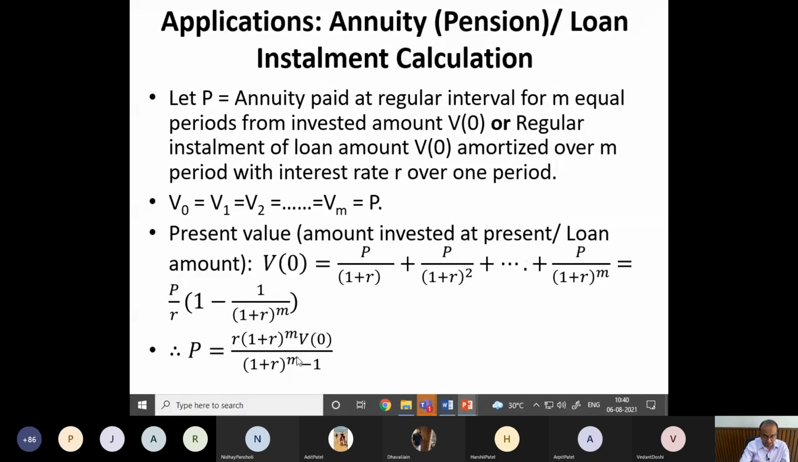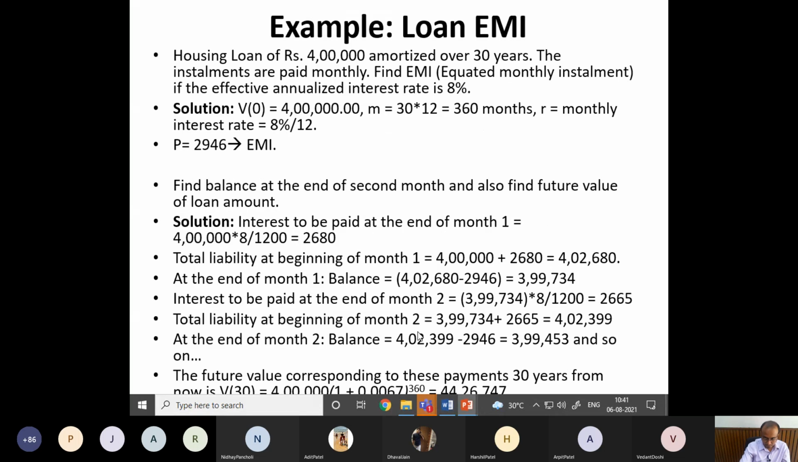Now we use the same formula to calculate the loan installment. Let me take one example. If this is clear, then tell me, and we go to the example. Any doubt in this calculation? Any doubt so far? Okay.